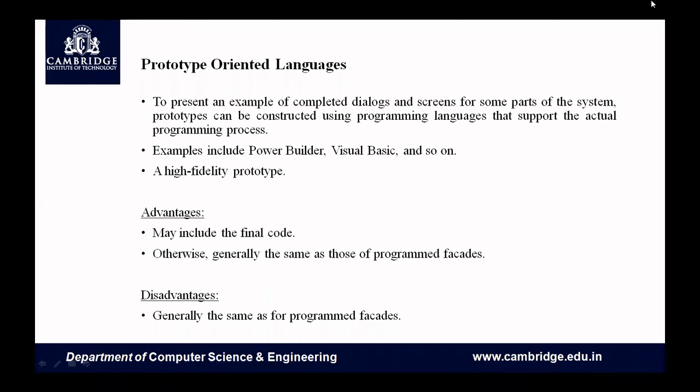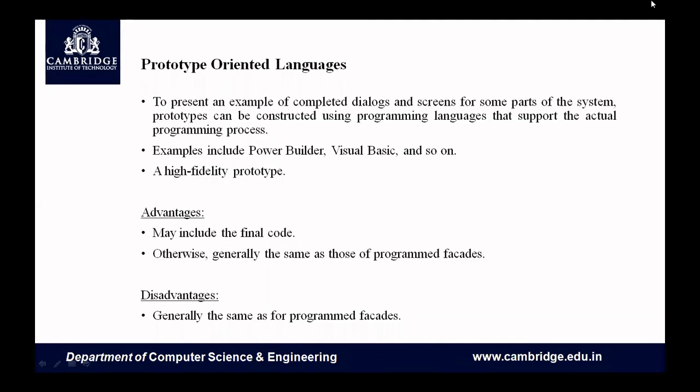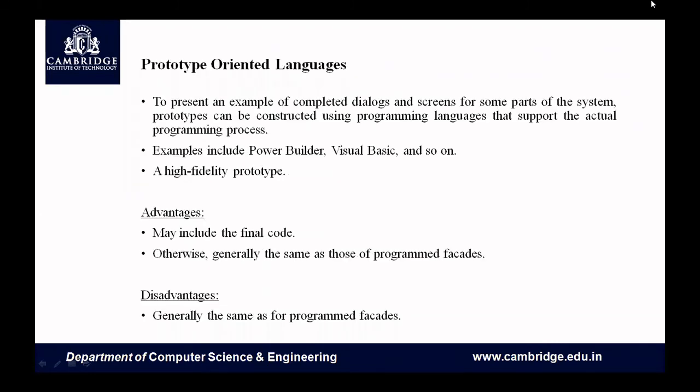So advantages, it includes the final code. It has those program facades. All the advantages of your prototypes are included here, right? The disadvantages here are the program facades' disadvantages. So we have seen so many disadvantages of program facades. All those things will be applicable here.